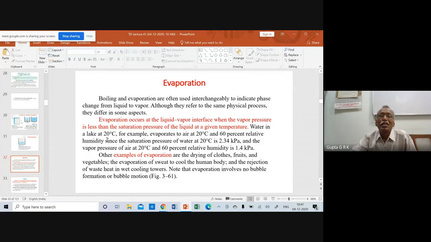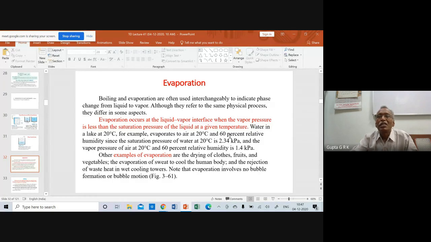Okay, water in a lake at 20 degrees centigrade, for example, evaporates to air at 20 degrees centigrade and 60% relative humidity. This humidity is another important thing, because vapor pressure depends on the relative humidity, that is, how much vapor is there. In the air, the vapor content may vary based on the day, place, time and everything. So the vapor pressure depends on the relative humidity.